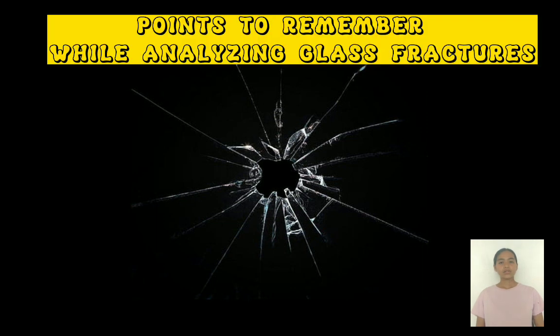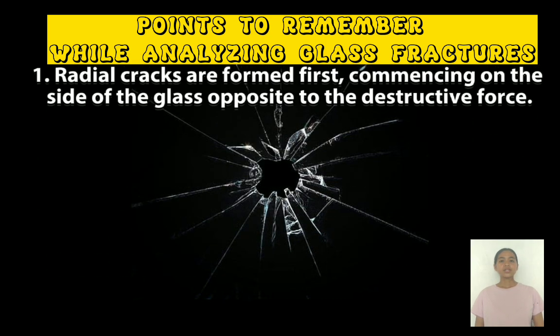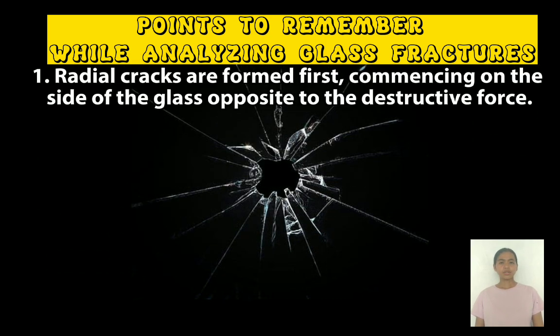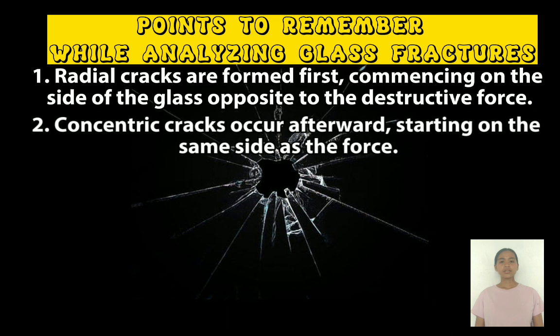So there are points to remember while analyzing glass fractures. Radial cracks are formed first, commencing on the side of the glass opposite to the destructive force. Concentric cracks occur afterward, starting on the same side as the force.